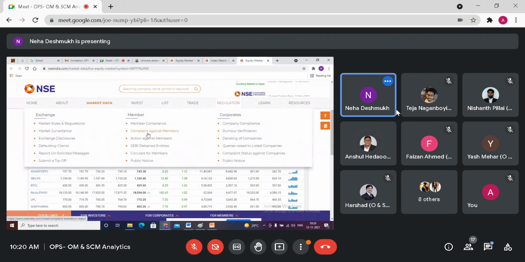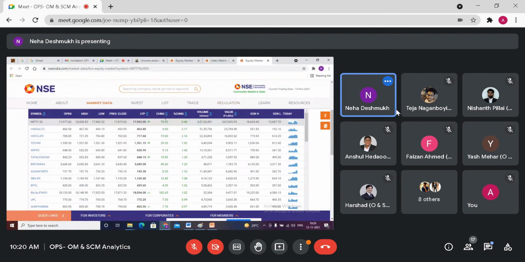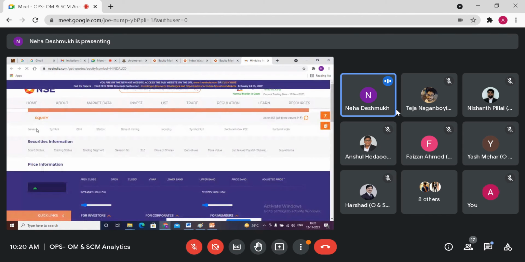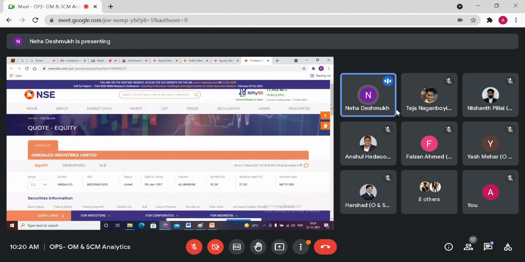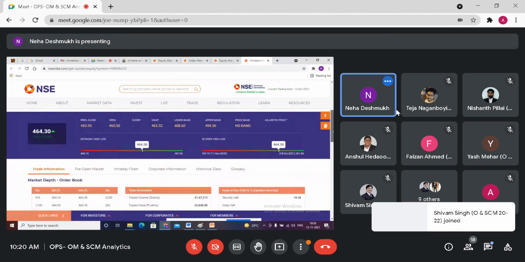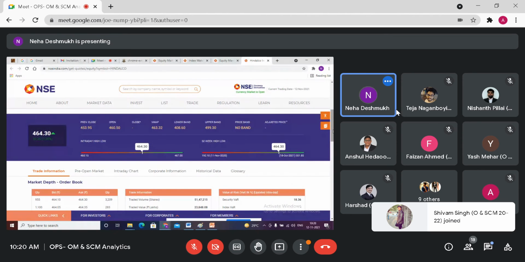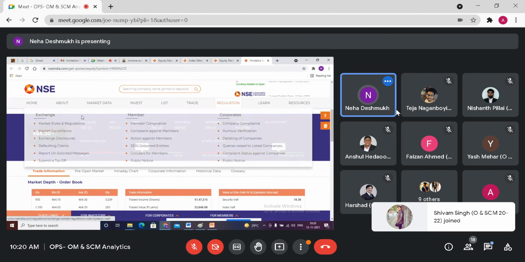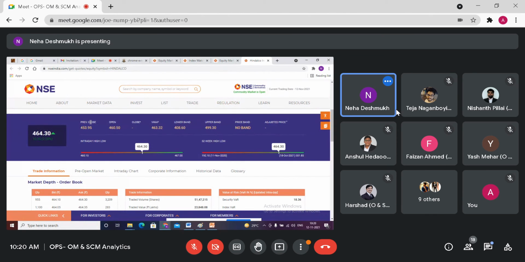Yes, ma'am. This is low. This is open, high, and low. One block is there, a complete block for this. It's a Nifty 500. See the variation. Previous close, previous data, right? Open, close, lower band, upper band. This one.